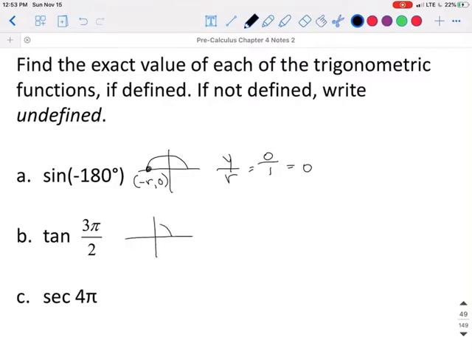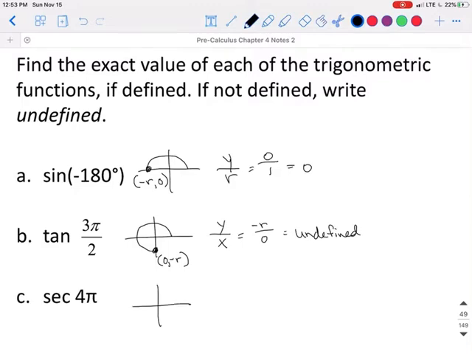3 pi over 2 is down here, and that is going to have the ordered pair (0, -r). Tangent is y over x, which is -r over 0, but you can't divide by 0, so this would be undefined.